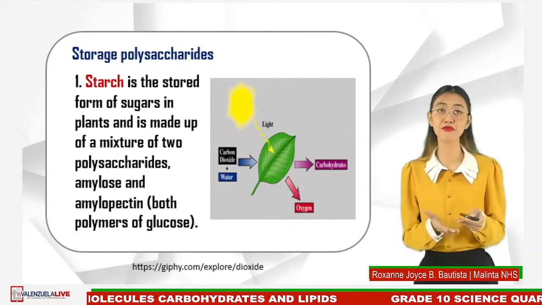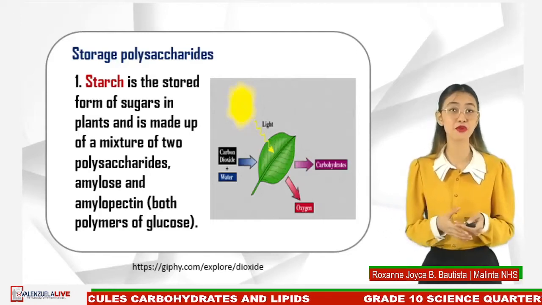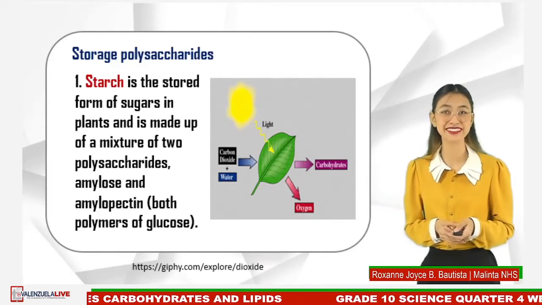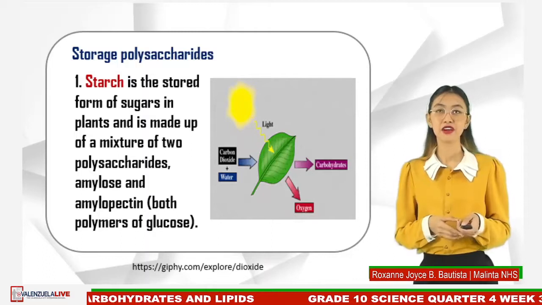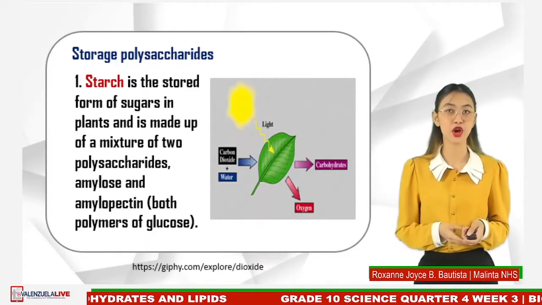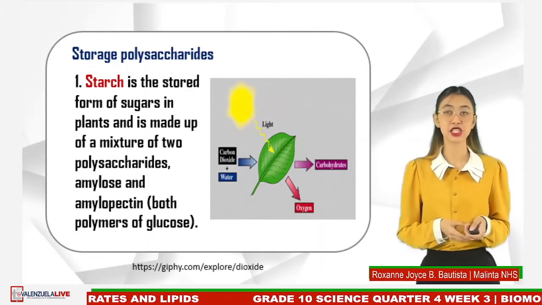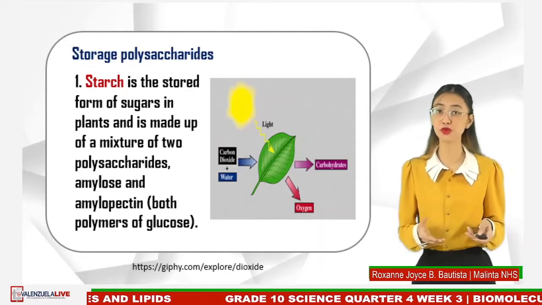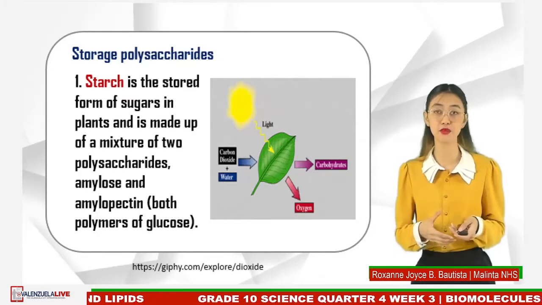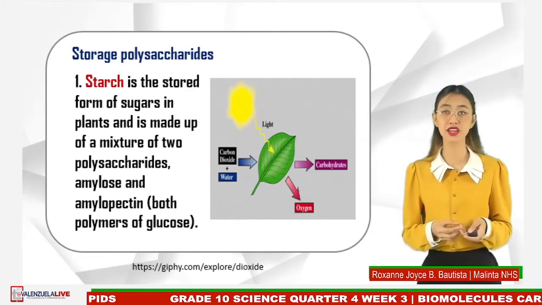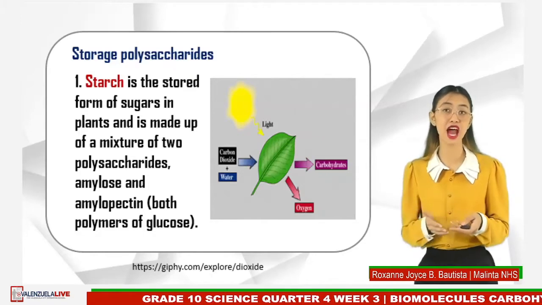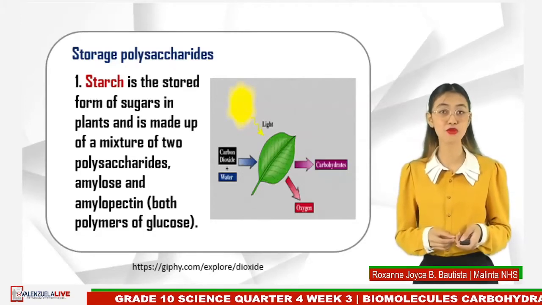Polysaccharides can serve many functions. One of them is for storage. For the storage polysaccharide, we have starch. Starch is a stored form of sugars in plants and is made up of mixtures of two polysaccharides, amylose and amylopectin, both polymers of glucose.